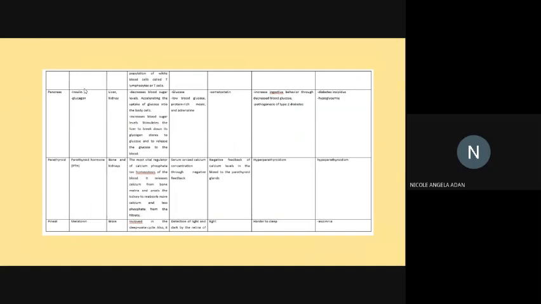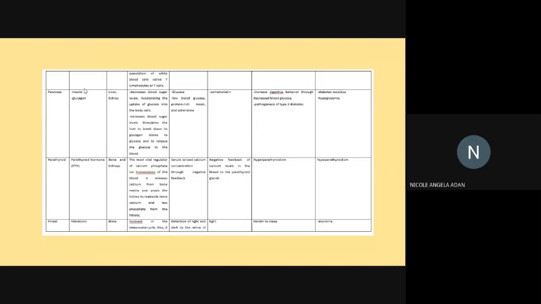Then for the pancreas, we have insulin and glucagon. Their target organs are the liver and kidney. The insulin decreases blood sugar levels, accelerating the uptake of glucose into the body cells. The glucagon increases blood sugar levels, stimulating the liver to break down its glycogen stores to glucose and release the glucose to the blood. Insulin is stimulated by glucose, and glucagon is stimulated by low blood glucose, protein-rich meals, and adrenaline.